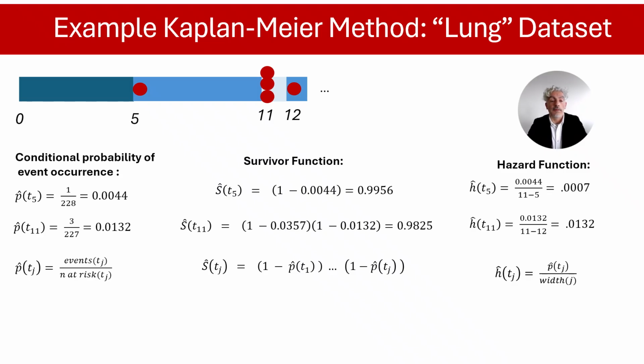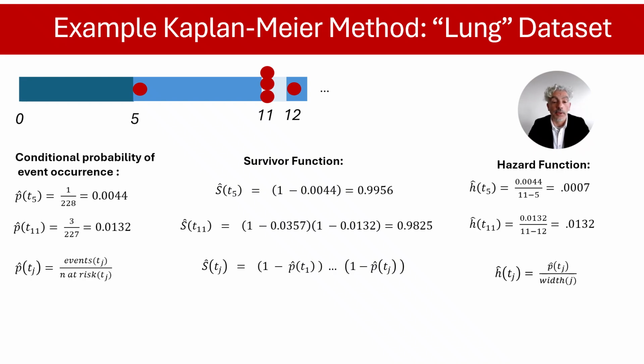So using these conditional probabilities, we can then calculate the survival function for each interval, that is the probability that a random individual in the dataset will survive past the interval.